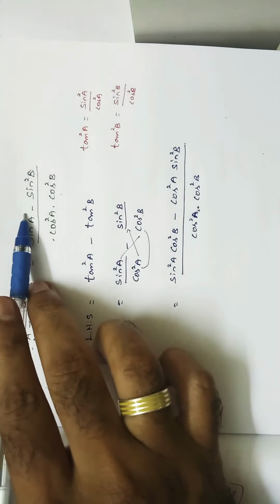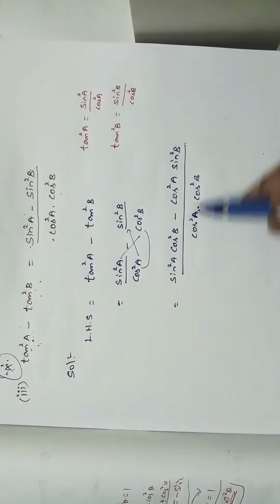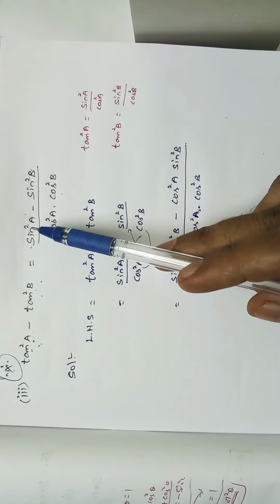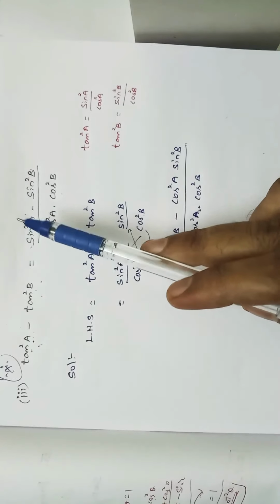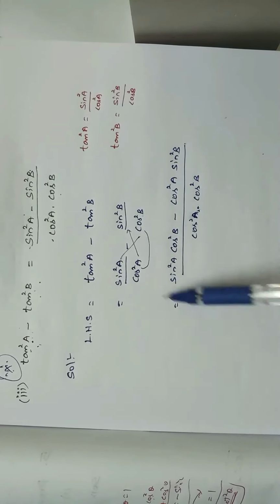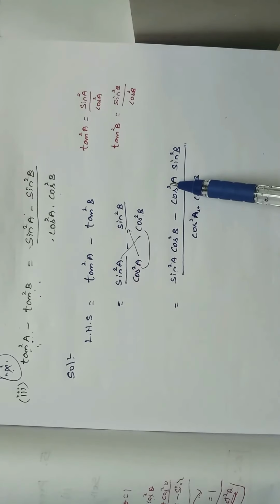Sin square A minus sin square B. But how it will be? It is somewhat different, right? So see, what are the things in the numerator? Sin alone. Sin square A, sin square B. While we are solving the numerator, what we are having? Sin square A cos square B, cos square A sin square B. So this cos square B and cos square A is extra.